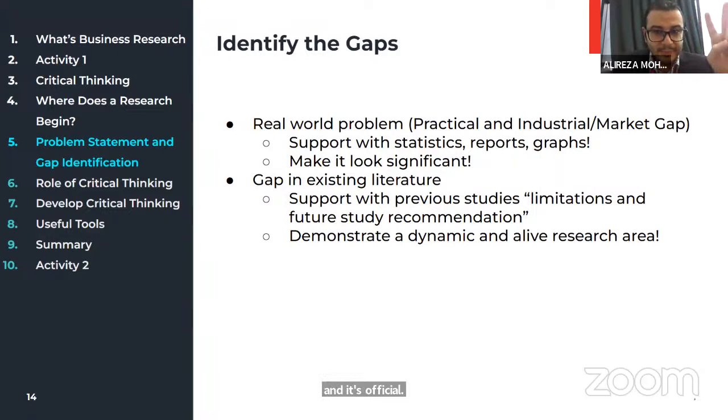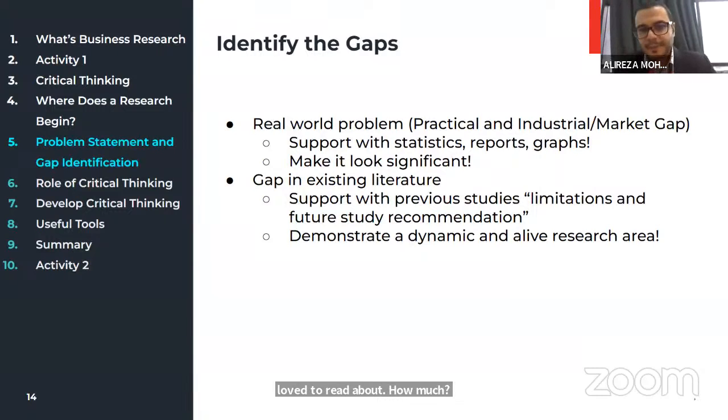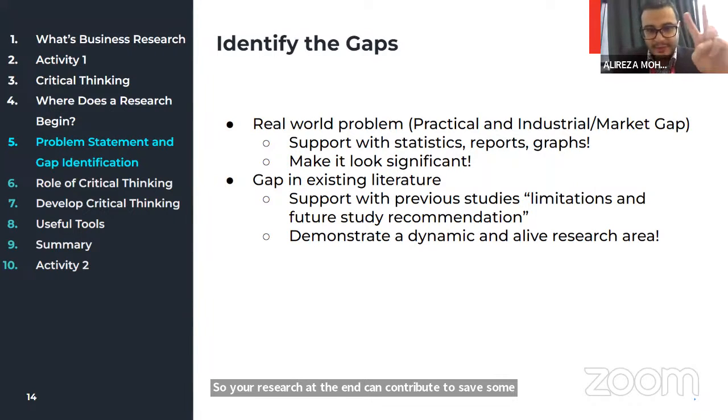Number two, the gap in industry or in market. What does it mean? You need to write about the industries or the markets who are dealing with this problem. This problem is causing slowdown, difficulty, hindrance in these markets. If you want to make your supervisor, your lecturer, and everyone in between happy, give some numbers related to money. Everyone understands money when we talk about business. You can talk about how much monetarily, financially it's affecting that industry, and maybe at the end affecting the country. Everyone loves to read about how much. So your research at the end can contribute to save some of these resources. That's gap number two, record this.